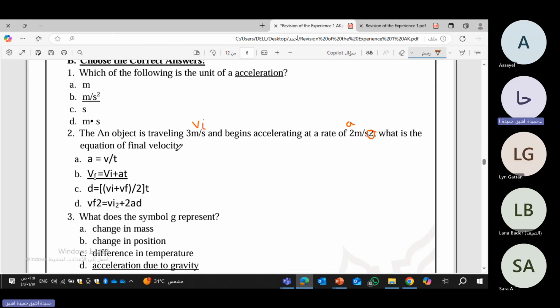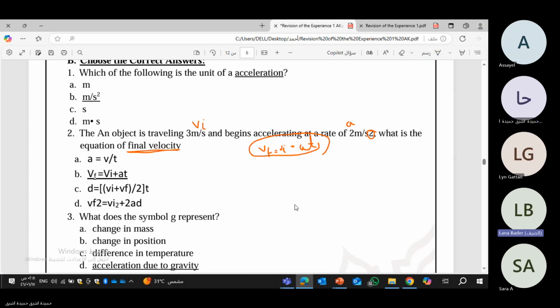What is the equation to find the final velocity? We already know this one. Final velocity equals initial velocity plus acceleration multiplied by time. You have to memorize it, and we will solve on it later. Okay?